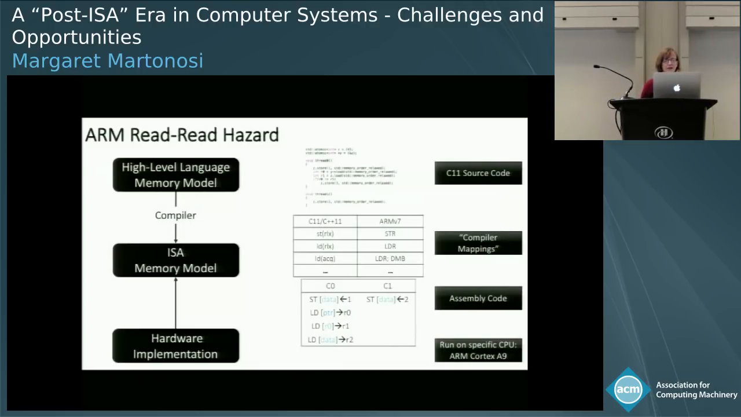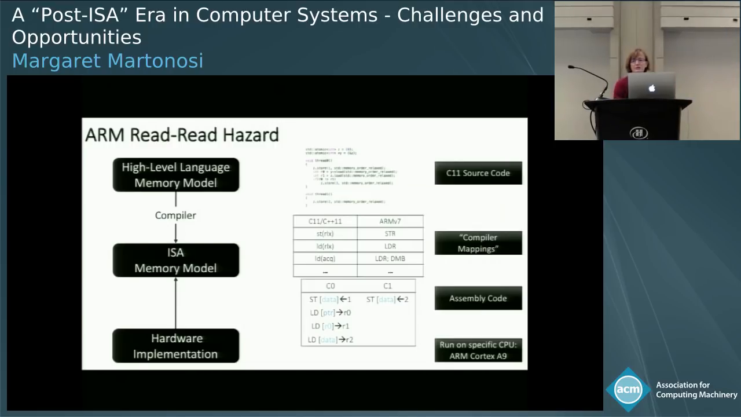So in more detail, what are the different levels of this? Top level is that C source code for the exploit, or the bug generator, that I showed on the previous slide. At the bottom level is some specific CPU you're running it on, say an ARM Cortex A9, which is one of the processors on which you can demonstrate this bug. In between are a set of compiler mappings that get you from the high-level language to the assembly code. And then, obviously, from the assembly code, you run it on a particular processor.